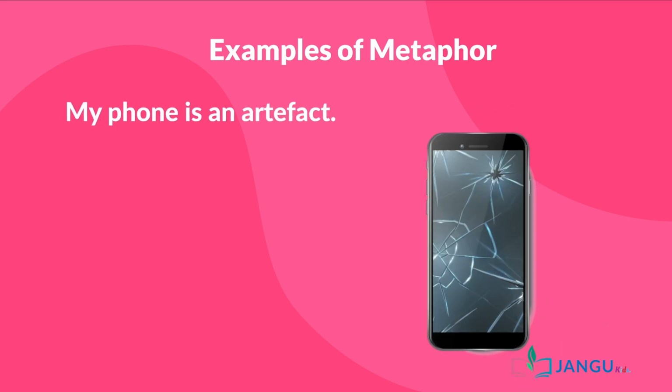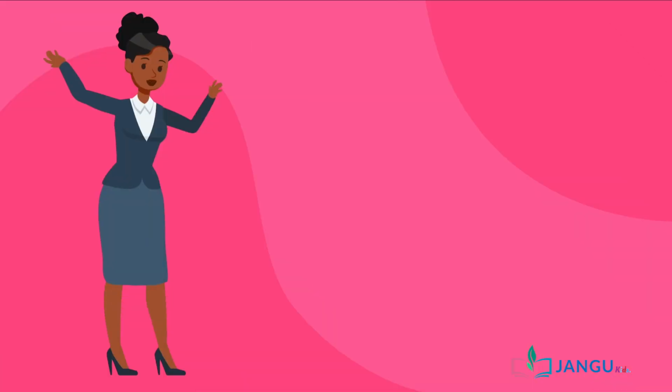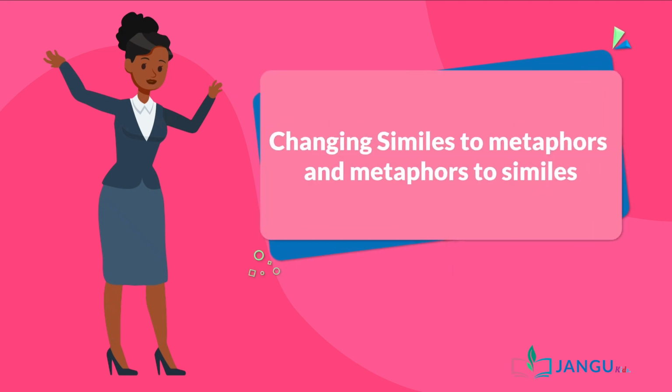Also, my phone is an artifact. Artifacts are old objects, right? So this means I compared my phone to an artifact because it is old. Now, doesn't it sound way cooler to use similes and metaphors to describe things? I bet you can think of something to compare someone or something around you too. But remember, for that comparison and figure of speech to be accurate, what you are comparing needs to share things in common. Another important skill to learn is to know how to change similes to metaphors and vice versa.